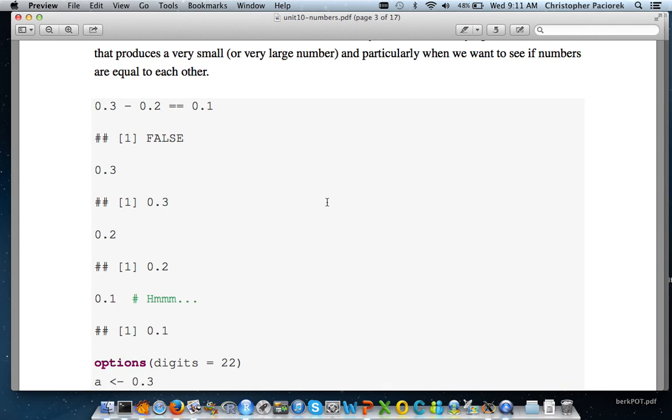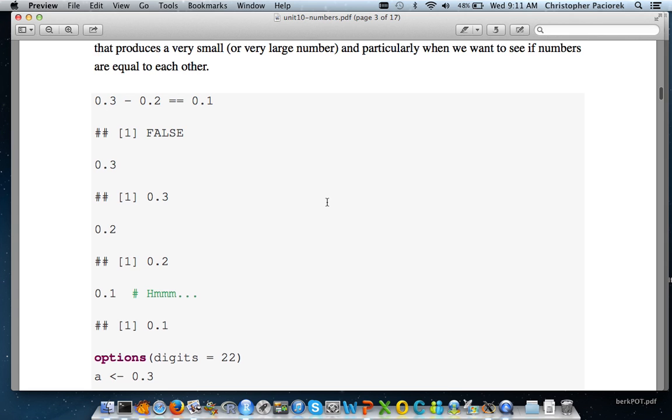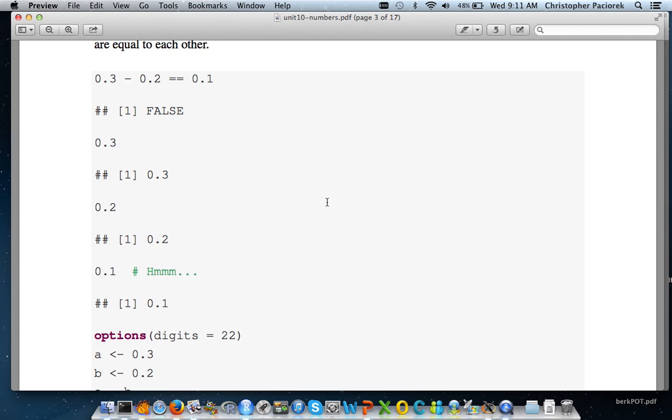Okay, so we left off last time with me being a little bit overly dramatic and saying that maybe R was broken. Questions before I pick up there?